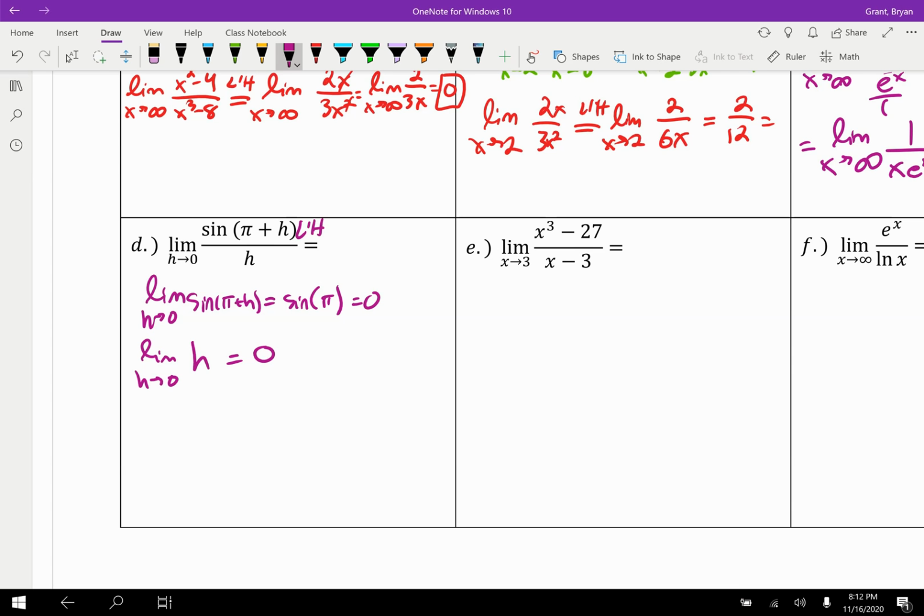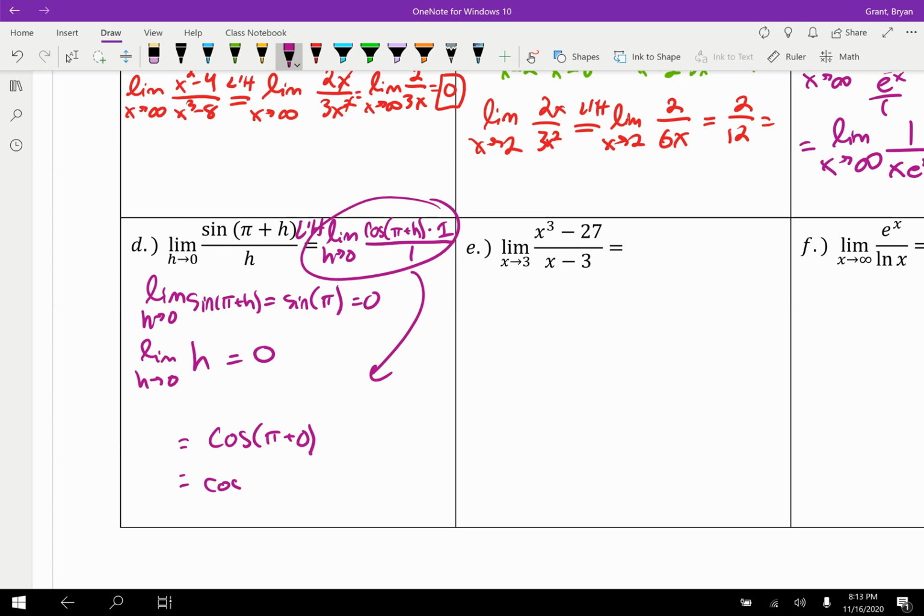Now, if I do L'Hopital using the space up above, we're taking the derivative with respect to h. So the limit as h approaches 0, the denominator is easy. The derivative of h is 1, not dh dt or anything weird. It's just with respect to h. The derivative of sine of pi plus h becomes cosine of pi plus h times the derivative of the inside, which is just 1. Then we need to substitute in 0, so it just becomes cosine of pi plus 0, which is cosine of pi, which is negative 1.